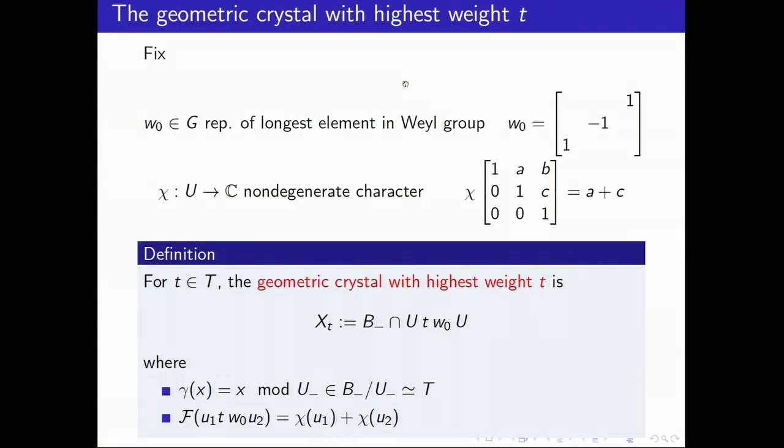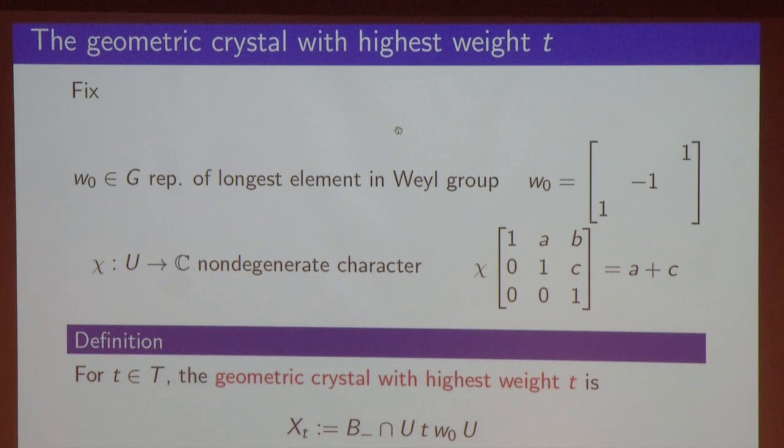Instead, I'm going to give the definition of one particular geometric crystal. To do that, I'm going to fix some additional data. First, I fix a representative of the longest element in the Weyl group. If you don't know what that means, it basically means a matrix which corresponds to the longest permutation, so the anti-diagonal matrix. I'm also going to fix a non-degenerate character of the unipotent group. I won't say exactly what non-degenerate means, but the example to keep in mind is for SLN, we can take chi of an upper triangular matrix with ones on the diagonal to be the sum of the entries just above the diagonal. When you multiply two upper triangular matrices, this quantity will add.